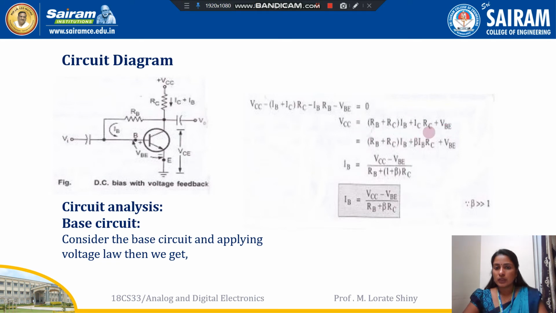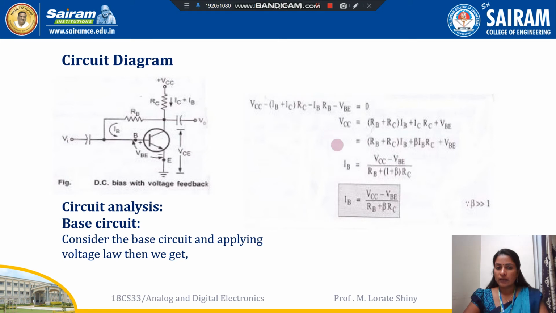So now we know the formula, IC is equal to beta IB. So to make IB common in all these three terms, I'm substituting IC is equal to beta IB. So instead of IC, I'm writing beta IB. So now in these three terms, I have IB common. So I will take that outside. If I take IB outside, I will get RB plus (1 plus beta) into RC.